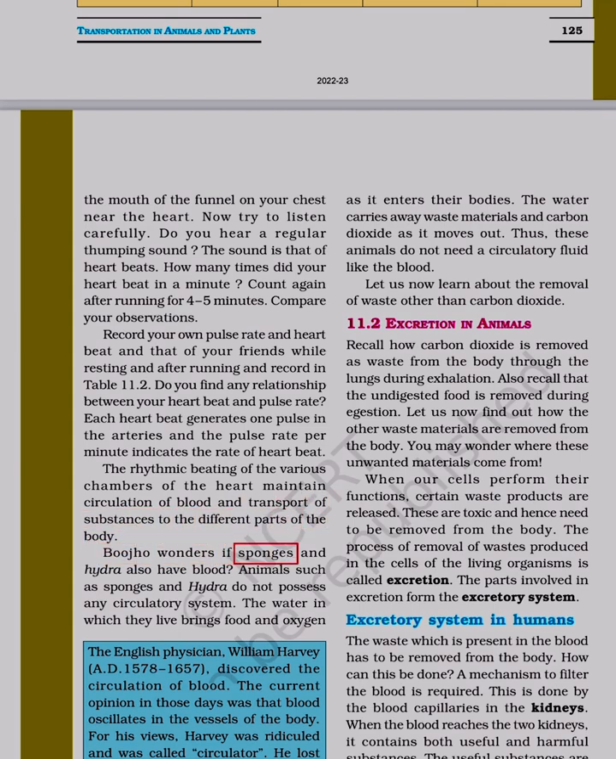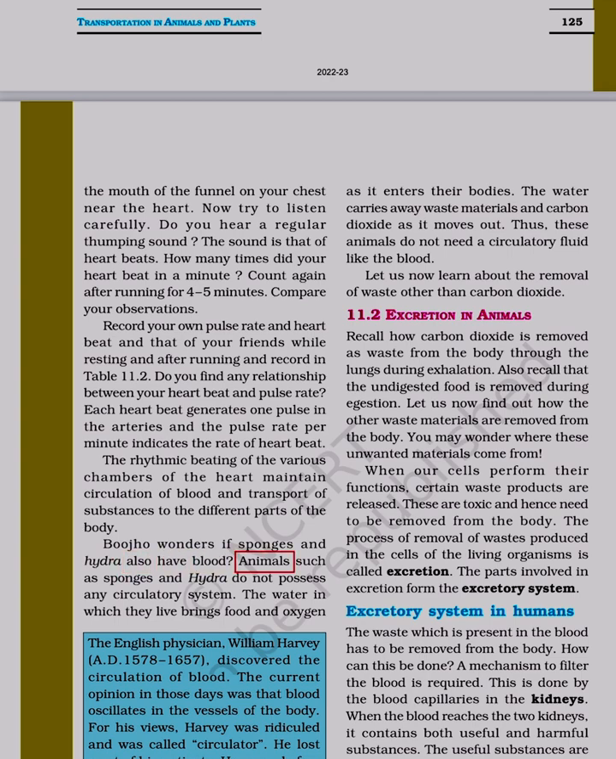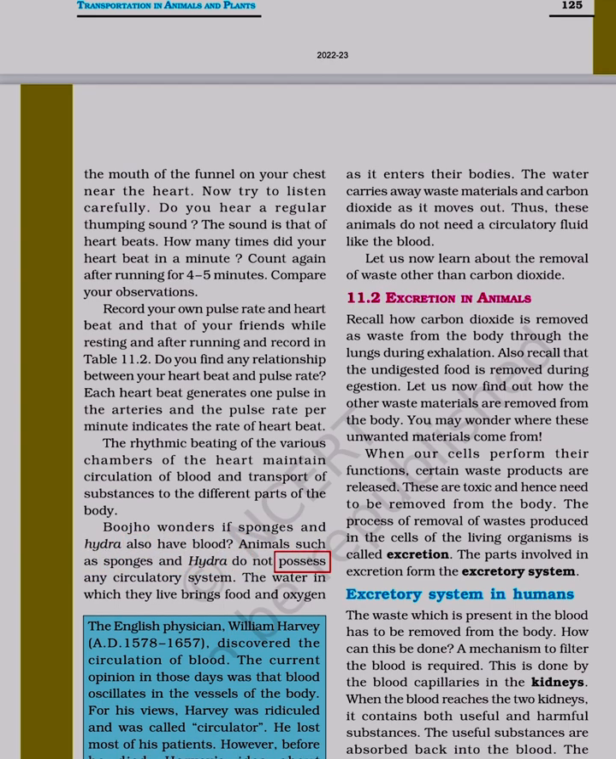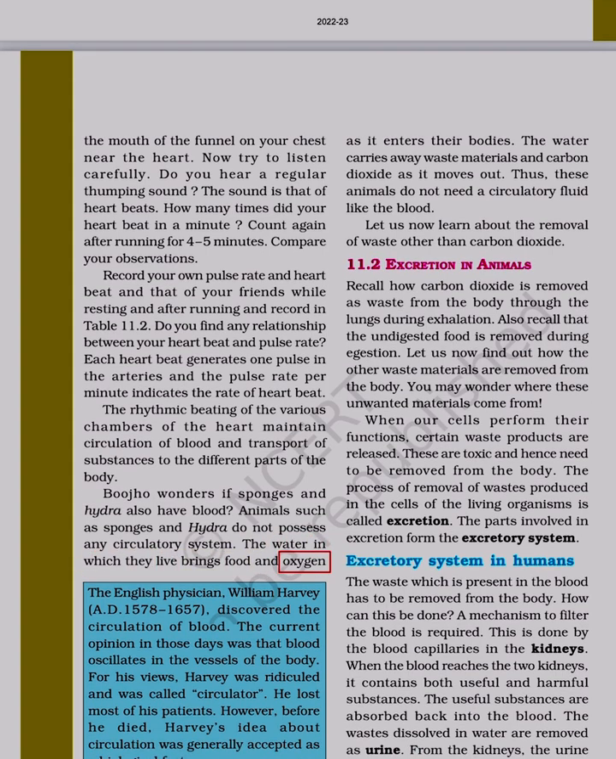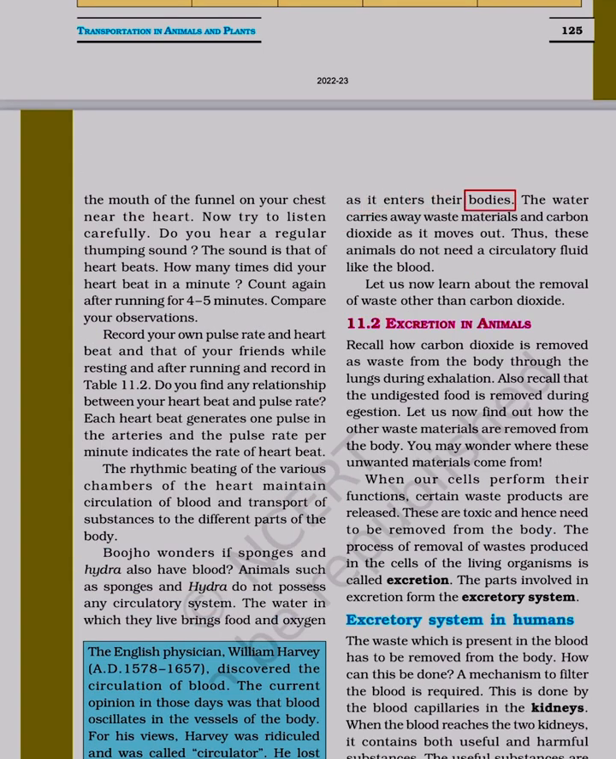Bujho wonders if sponges and hydra also have blood. Animals such as sponges and hydra do not possess any circulatory system. The water in which they live brings food and oxygen. As it enters their bodies, the water carries away waste materials and carbon dioxide as it moves out. Thus, these animals do not need a circulatory fluid like the blood. Let us now learn about the removal of waste other than carbon dioxide.